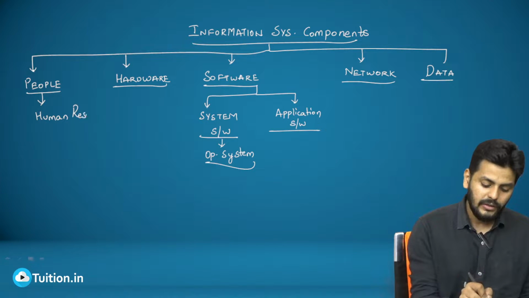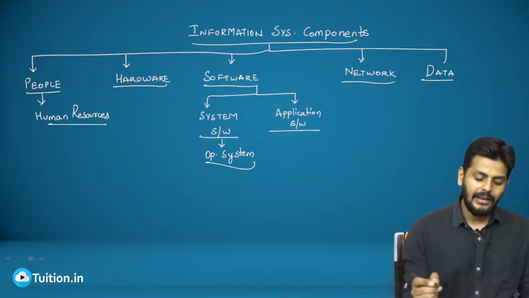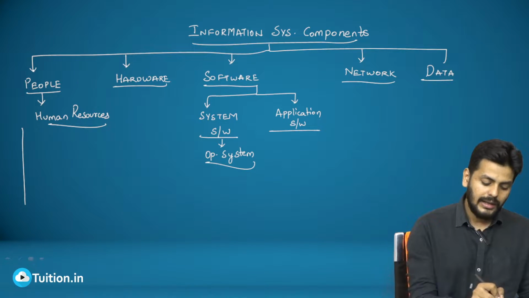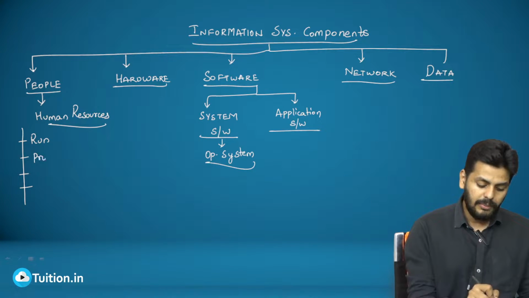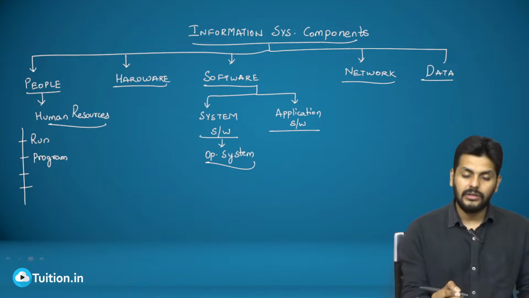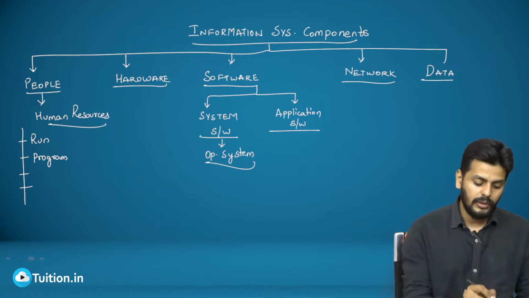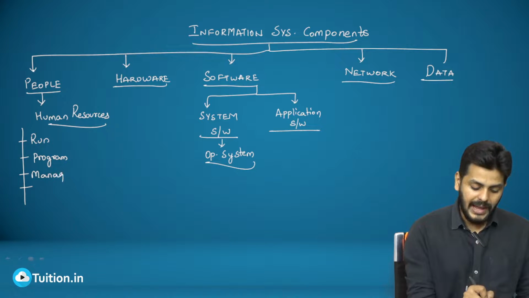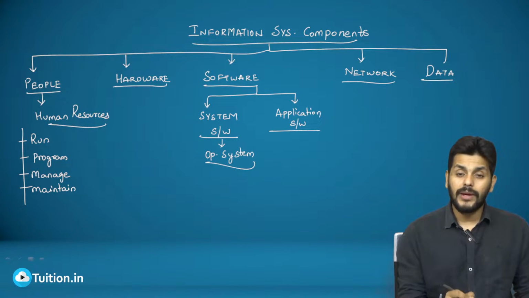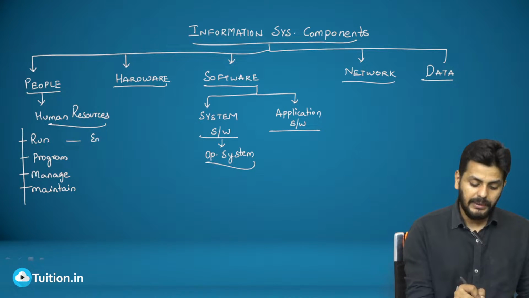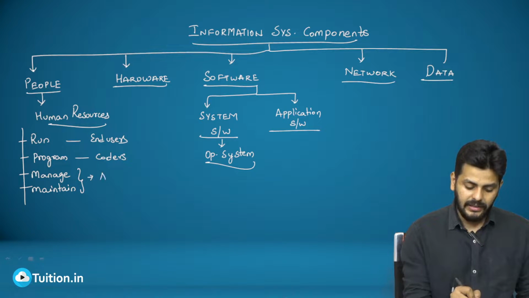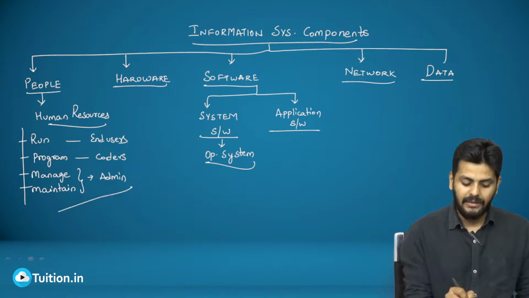What do you call them? Human resources. And as part of human resources, we have four types of people: people who run the programs, then program the program, in the sense of creating the program. Run program. We then have two activities, manage and maintain. The ones who run the program are called end users. The ones who program it are called programmers or coders. Those who manage and maintain are called administrators, or simply admin.